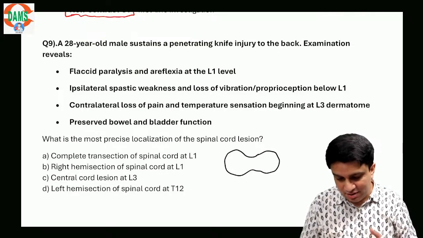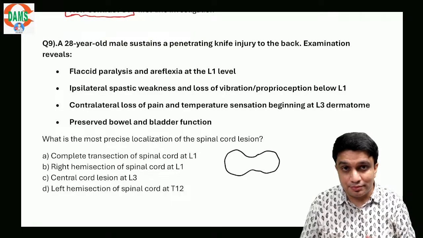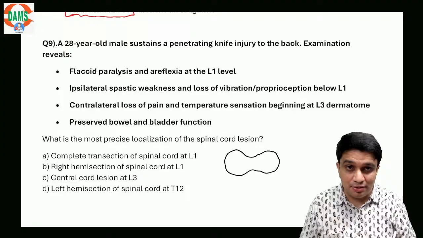If the weakness and the sensory loss. Tell me. What is the correct answer for this question?